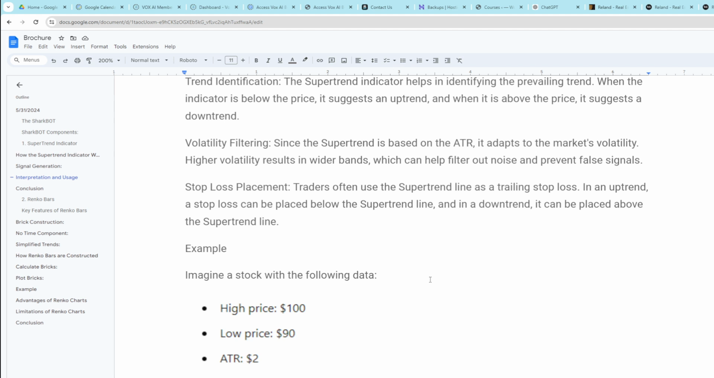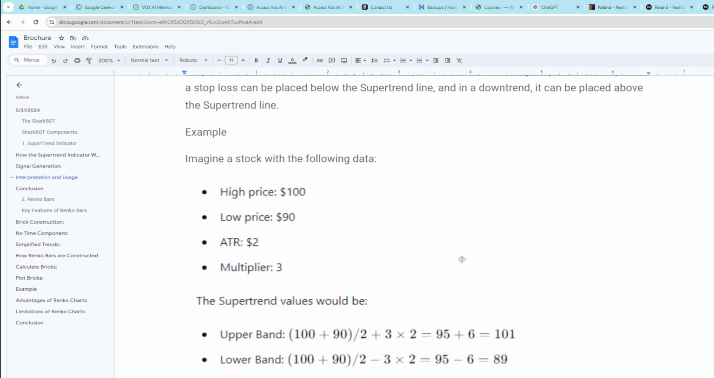Stop loss placement. Traders often use the super trend line as a trailing stop loss. In an uptrend, a stop loss can be placed below the super trend line, and in a downtrend it can be placed above the super trend line. For example, imagine a stock where the high price is 100 and the low price is 90, the ATR is $2 and the multiplier is 3.